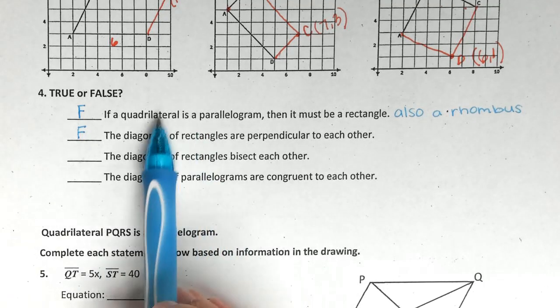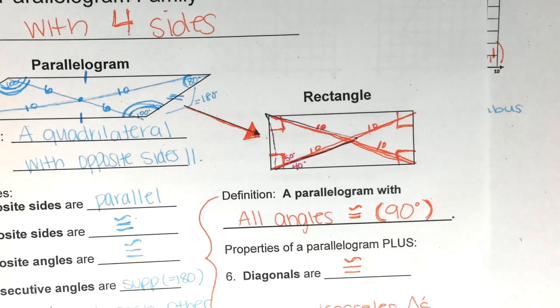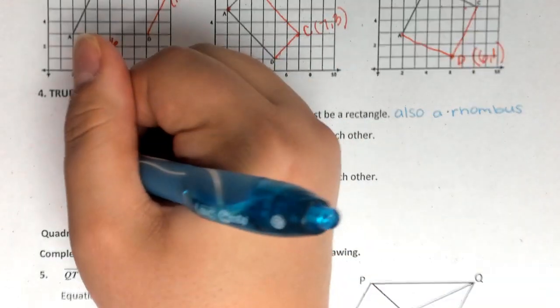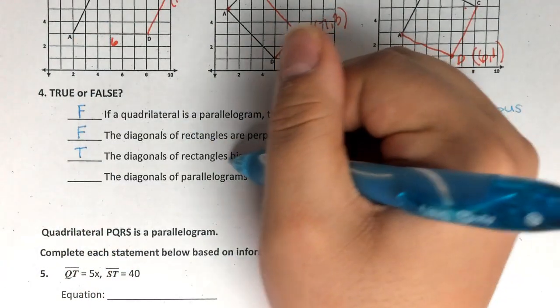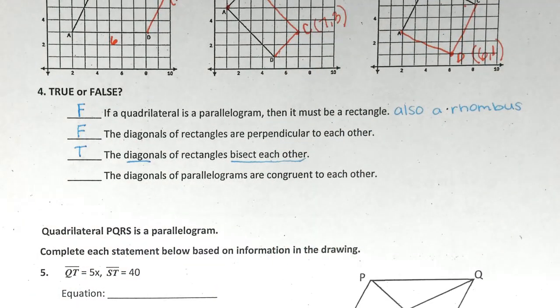Do the diagonals of rectangles bisect each other? Do they cut each other in half? Yes, actually everything on this page does that. So, diagonals bisecting each other, that's all of them. Parallelograms, rectangles, squares, rhombus, all of them.